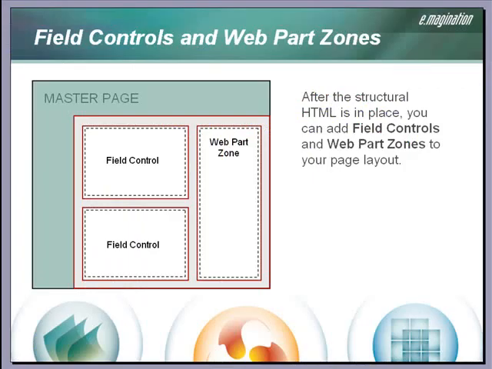Now we have our structural HTML in place. We can start adding some field controls and web part zones to our page layout. These will allow a user to edit content in the web page via the browser. You can use one or the other, or a combination of both, depending on the requirements of your MOSS website.